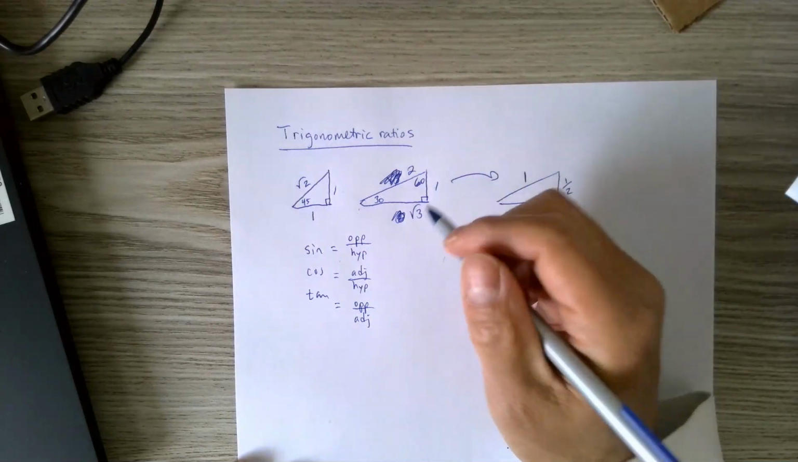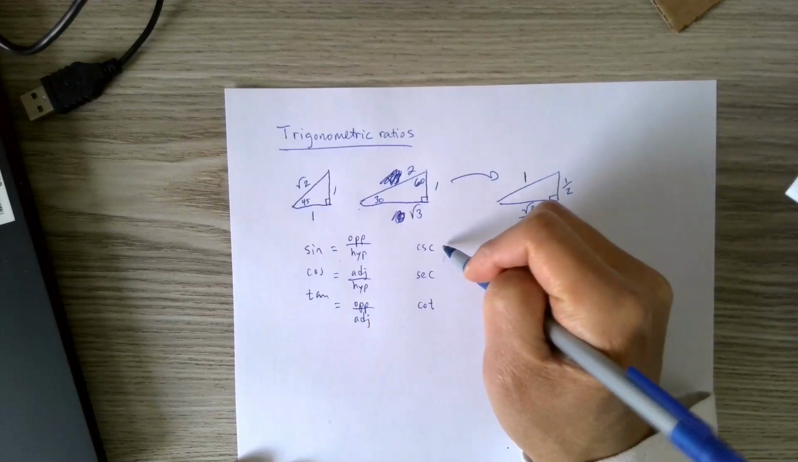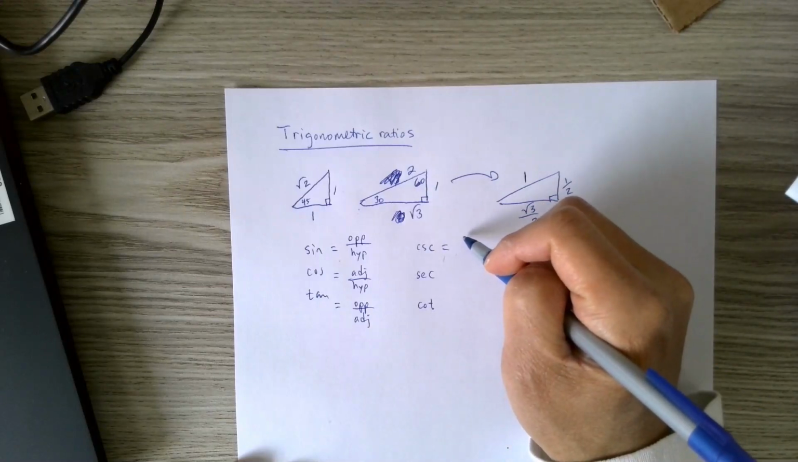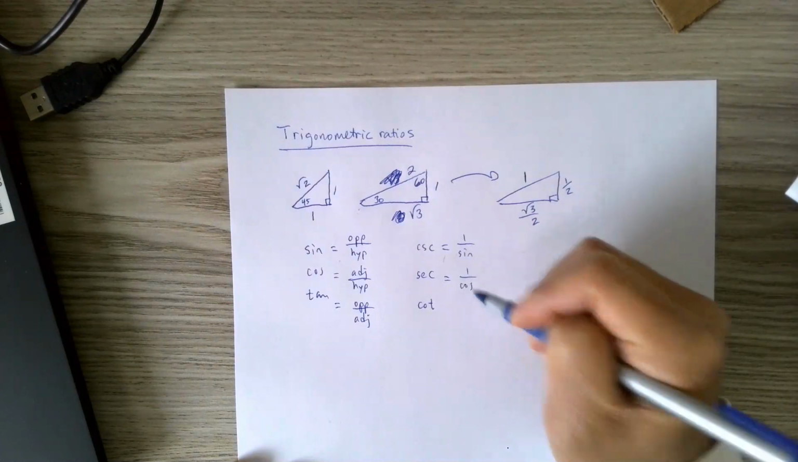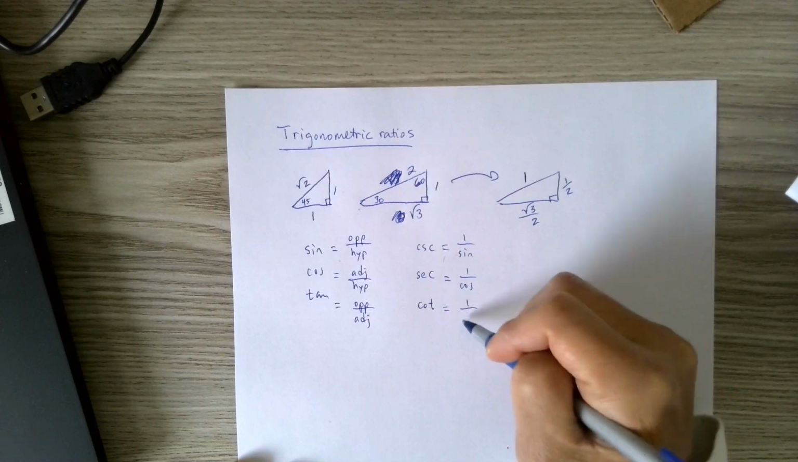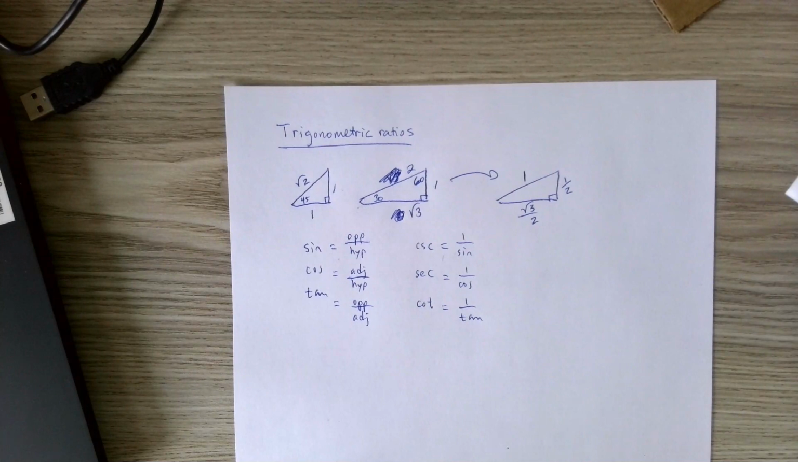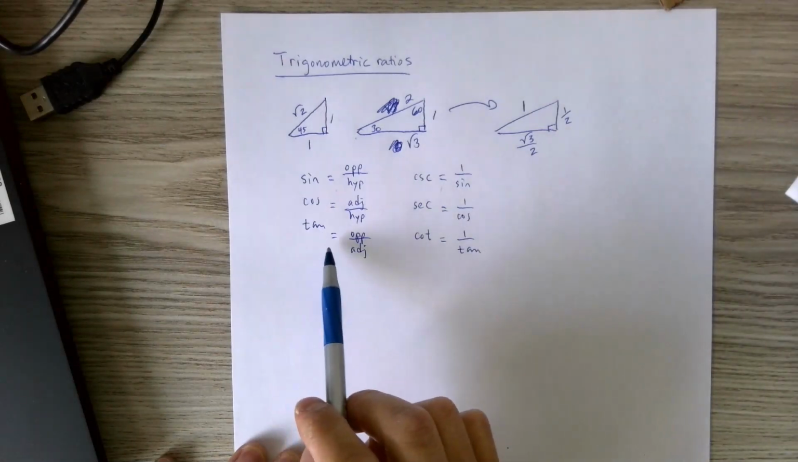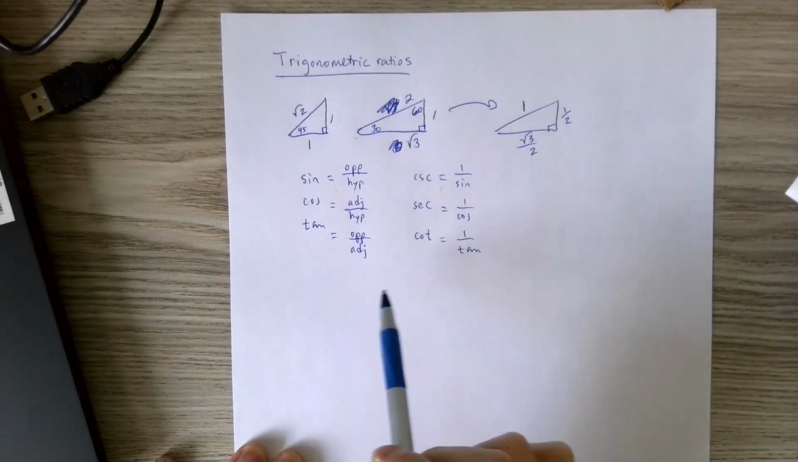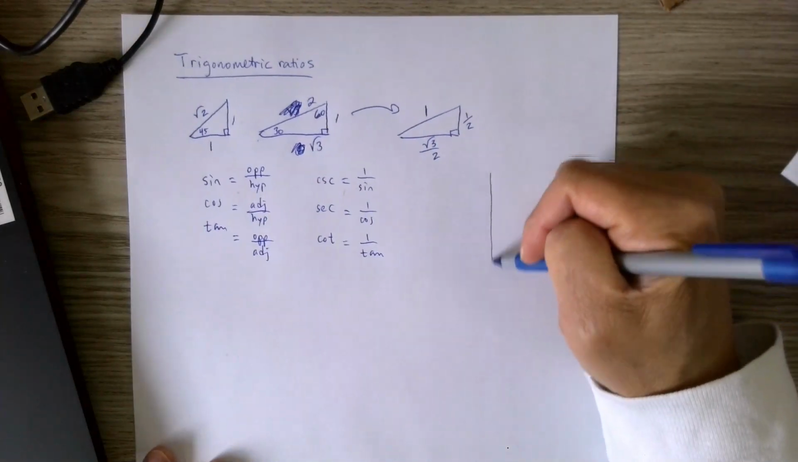And then the reciprocals of these, which are cosecant, I'll just write 1 over sine, secant 1 over cosine, cotangent 1 over tangent. And the third thing you need to remember as foundational is when are these trig ratios positive and when are these trig ratios negative. So for that I go back to the unit circle.